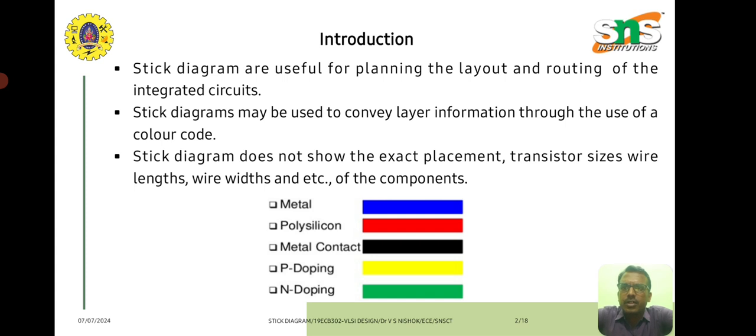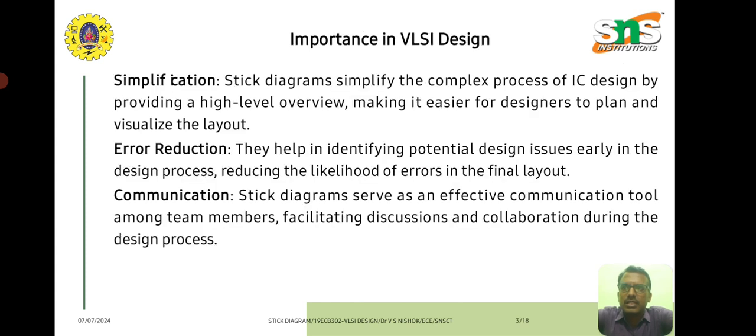For metal, most EDA tools use blue color, as shown here. Similarly, for polysilicon, red color is used. Metal contact is black in color, P-type material is shown in yellow, and N-type material is mostly shown in green.